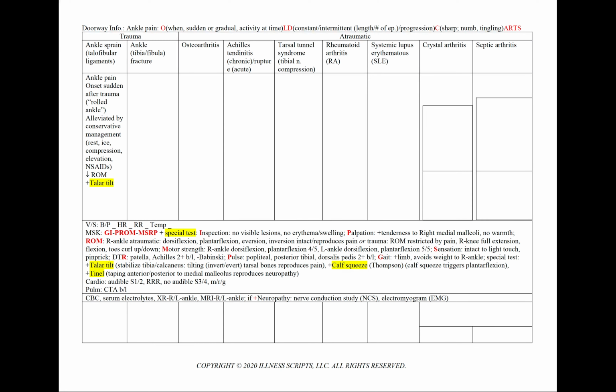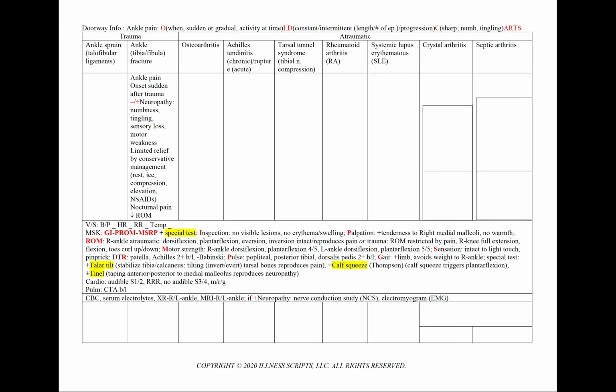In an ankle sprain, the pathology is involving the talofibular ligaments. Our supporting points will include ankle pain, an onset that's sudden after trauma. A patient can describe rolling their ankle, and it will be alleviated by conservative management: RICE, rest, ice, compression, elevation, and NSAIDs. We'll find a decreased range of motion as we do for all of our traumatic cases, and we can note a positive special test for talar tilt as we'll see coming up in our physical exam.